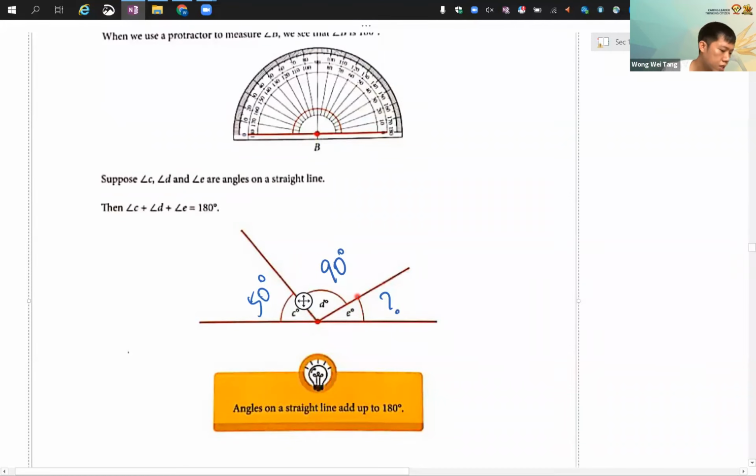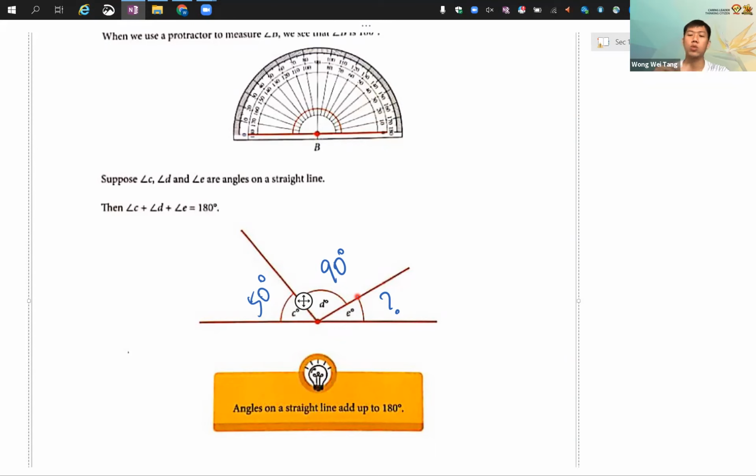What is this angle? 40 degrees. Hey, who's that? Danish? 40 degrees. Okay, sorry, Patricia, what do you think? 40 degrees. How do you get 40? 180 minus 90 will be 90. Then use 90 minus 50, you get 40.